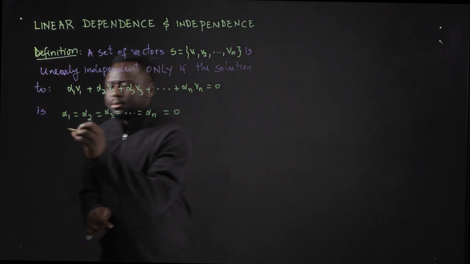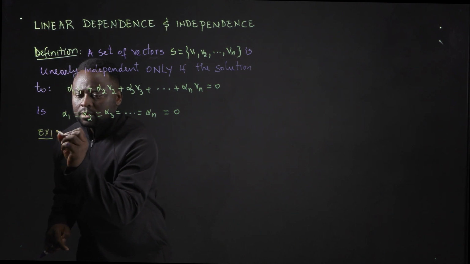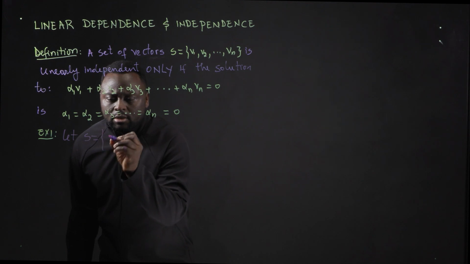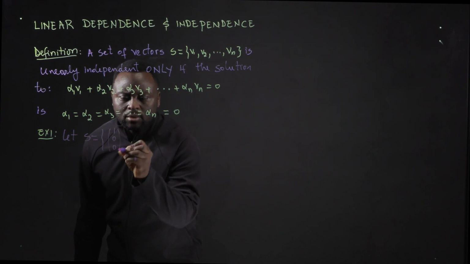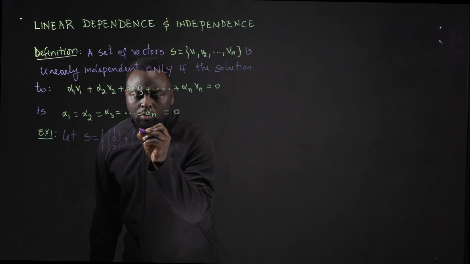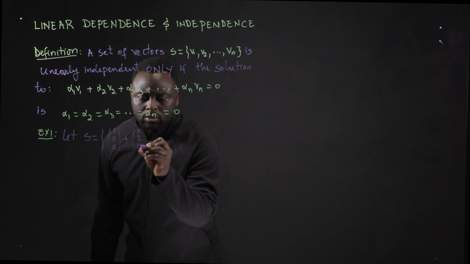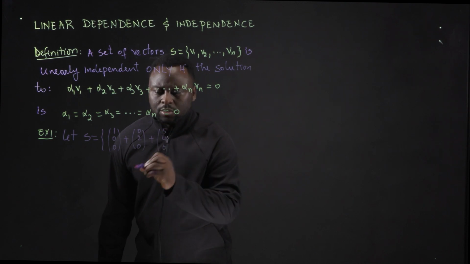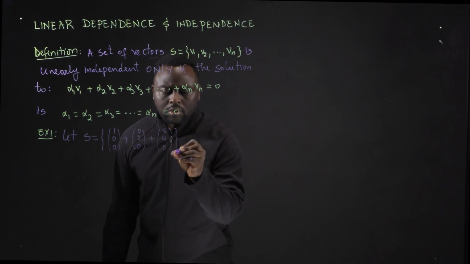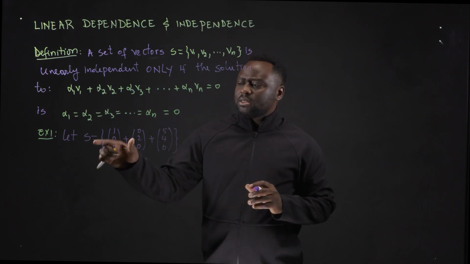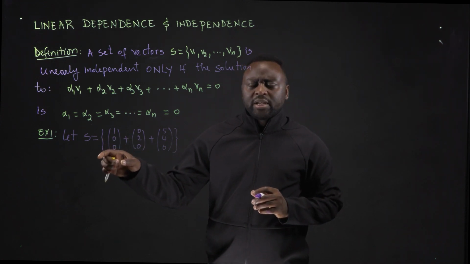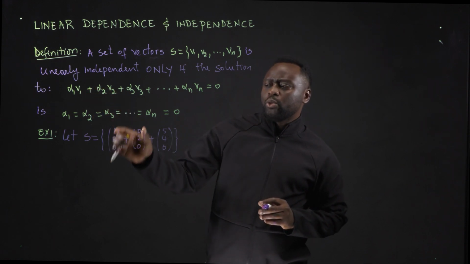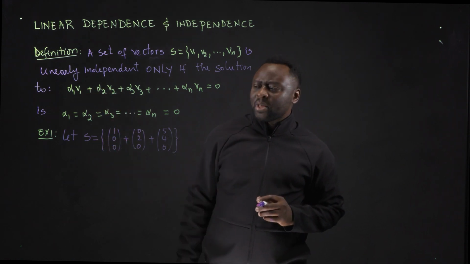First example: you are given the following set S: (1, 0, 0), (0, 2, 0), and (5, 4, 0). The question is the following: is this set linearly dependent or independent? Based on the definition, we should be able to answer this question. Okay, how do we do that?